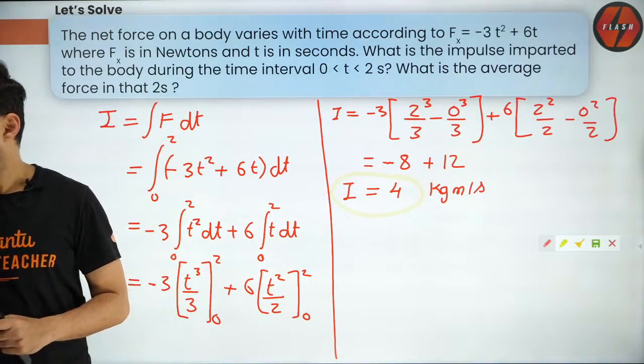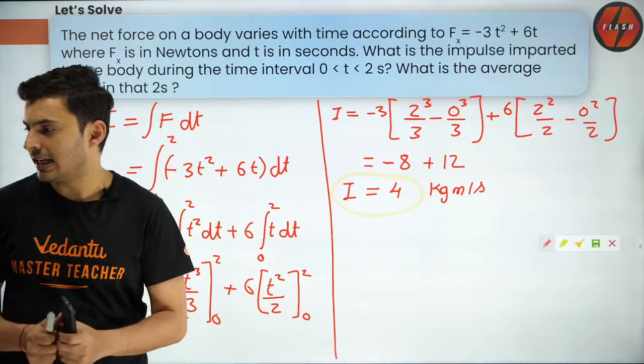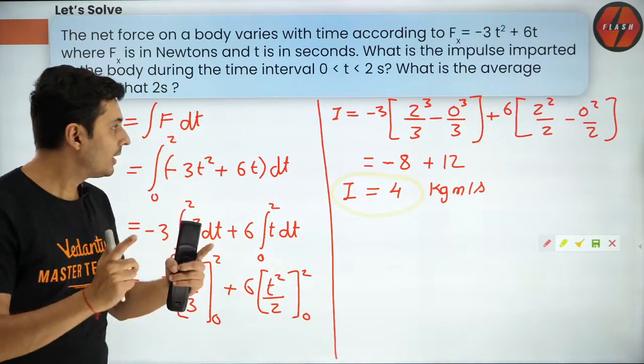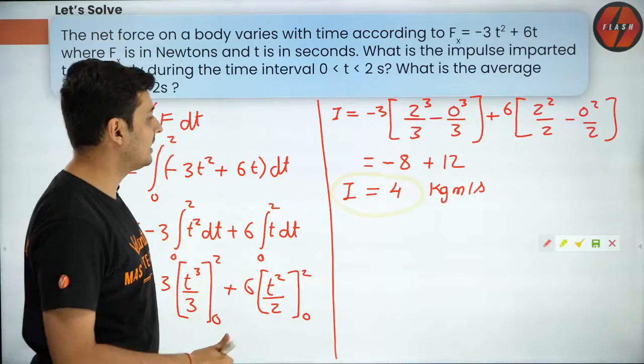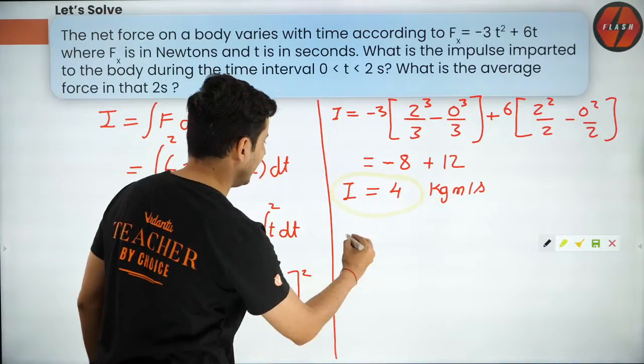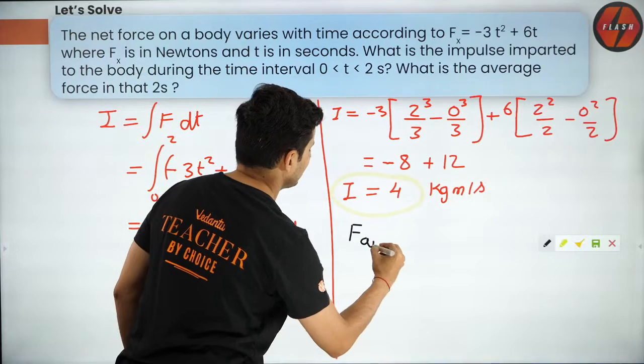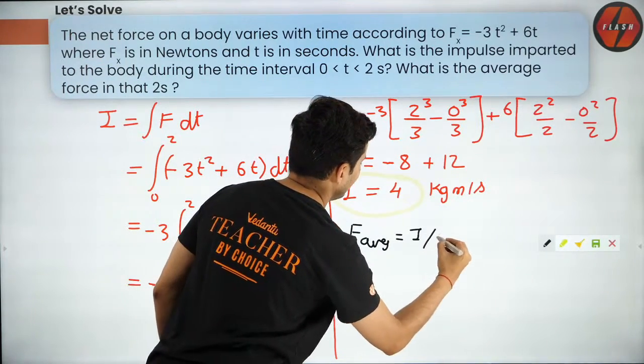Very good. Yes, very good. Now, what is the next part? What is the average force in that 2 seconds? So, how do I get that? We know what to do. Average force is nothing but impulse divided by time.